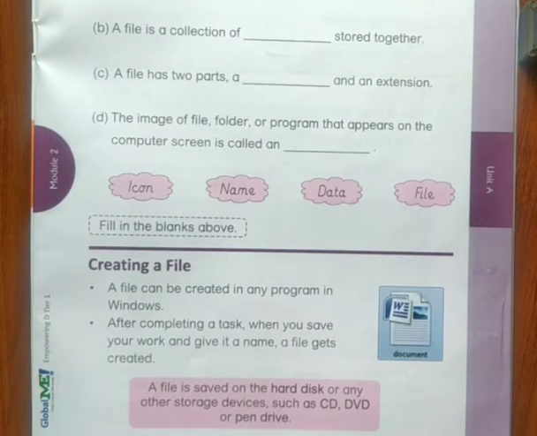Now next we will see how to create a file. A file can be created in any program in Windows. After completing a task, you have to save your work and give it a name. A file will get created. See here, this we call a file. Suppose you have saved your document, that we call creating a file.